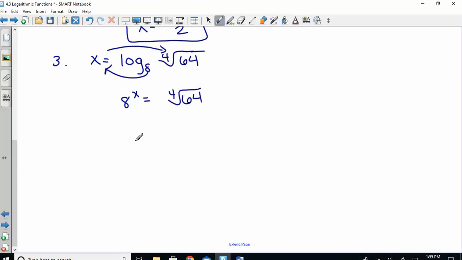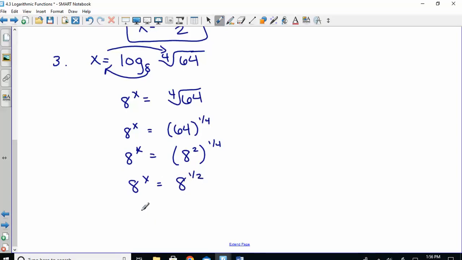So it'd be 8 to the x power equals the 4th root of 64. This is kind of like our exponential equations now. A 4th root is the same as what power? 1/4. So what's my common base going to be? 8. So 64 is 8 squared to the 1/4. 2 times a 4th is 1/2. So x is 1/2.